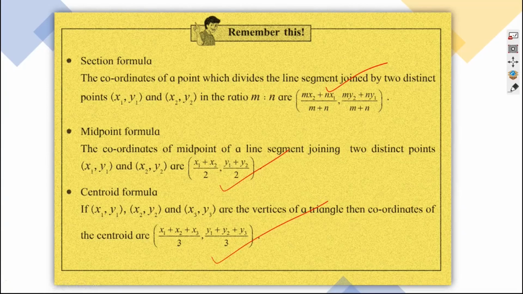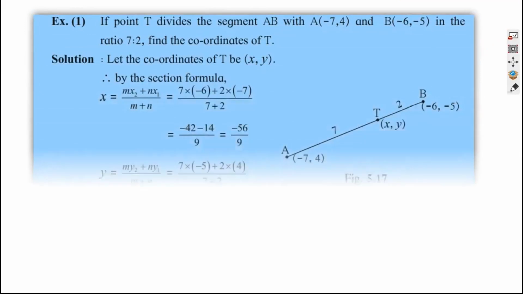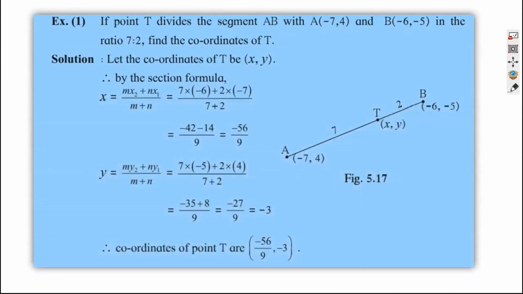Formulas have to be learned by heart here, but before learning the formula by heart, if you know how the formula is derived, you will become confident and you will feel interested to learn that. Here are certain situational applications. I will explain it to you because it is an example from your textbook. If point T divides the segment AB with A coordinates -7 and 4, B coordinates -6 and 5, in the ratio 7:2, find the coordinates of T.